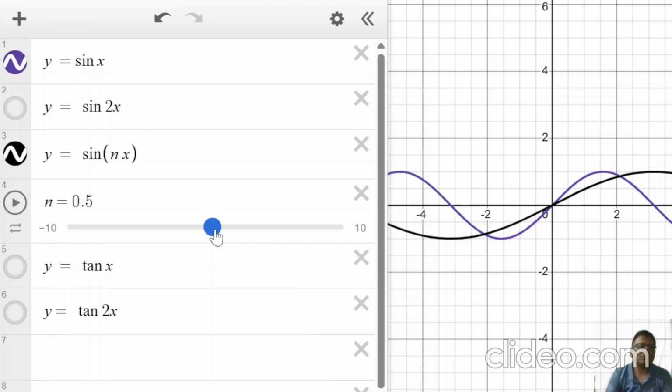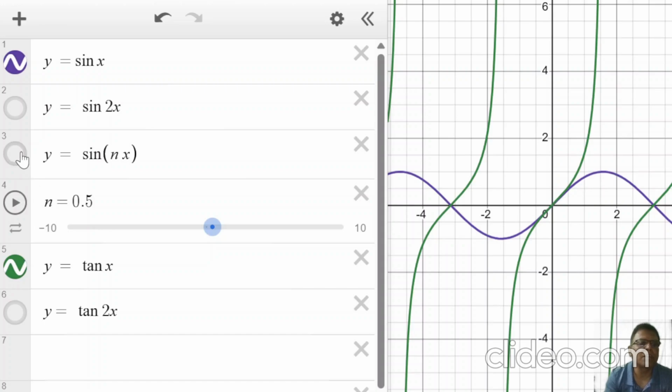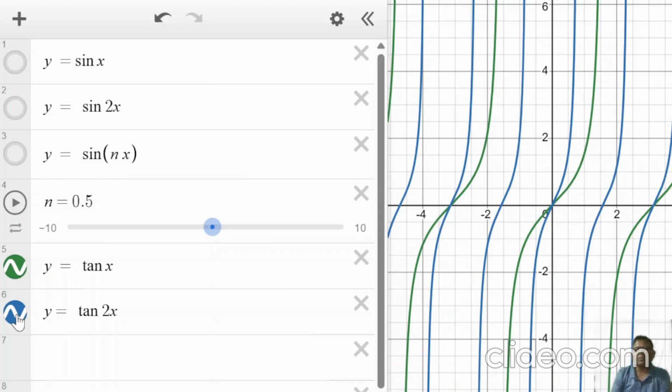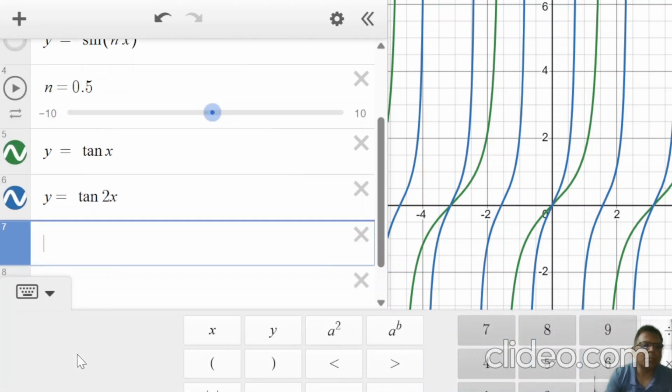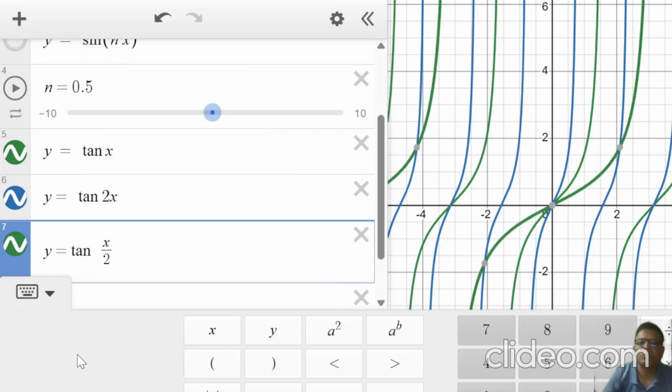So similarly for tan x also. Suppose we have a curve of tan x. Then the tan 2x curve will be like this. The period of the tan 2x curve is reduced by half if you multiply. And if you divide, then it becomes twice. For tan x by 2, y is equal to tan x by 2, see, the period has now become double.